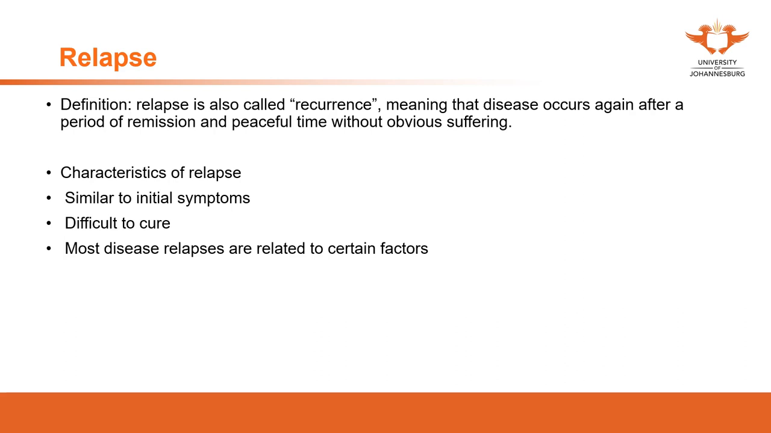Difficult to cure: the more the relapse happens, the more difficult to cure. That's because although we think it's clinically healed, it's actually not healed, although we don't see the symptoms. The reason why it relapses is because there are still pathogens in the body. That's why the more the relapse happens, the more difficult to cure, because this implies that there are still some pathogens in the body.